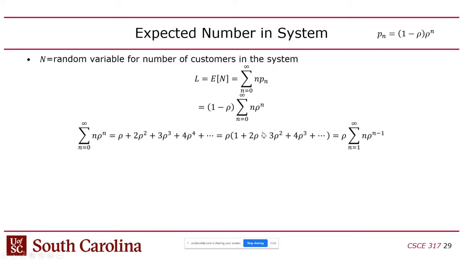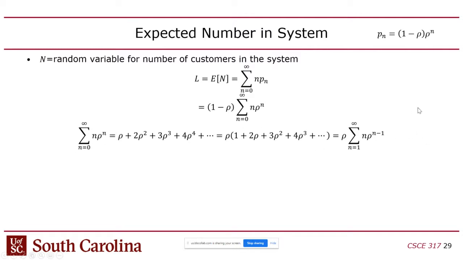So obviously you're going to start with n, right? Because there's 1, 2, 3, 4. But then the power of rho is 0, 1, 2, 3. So the power of rho is going to be n minus 1. So it's going to be n times rho to the n minus 1. And we're going to start this summation off at 1. Okay? So basically, these are equivalent.